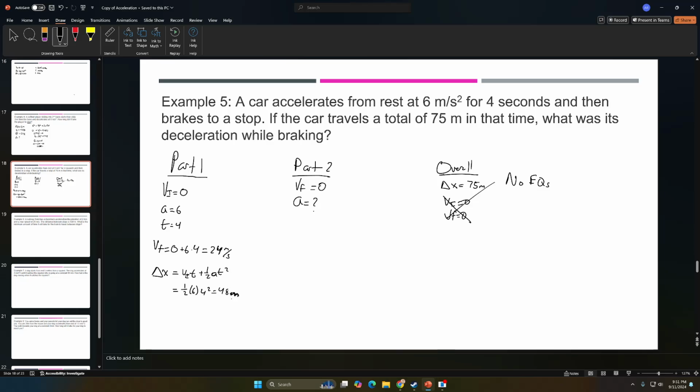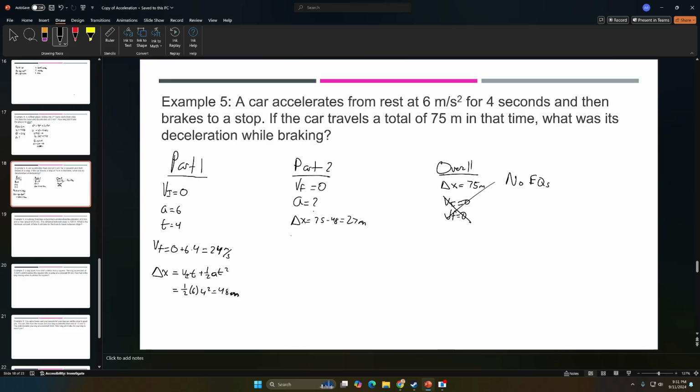The first one here, displacement, might be easier to see. If the first part went 48 meters, we can figure out how far the second part went. The first part's 48, the overall is 75. This change in x, the displacement, is going to be 75 minus 48, or 27 meters.